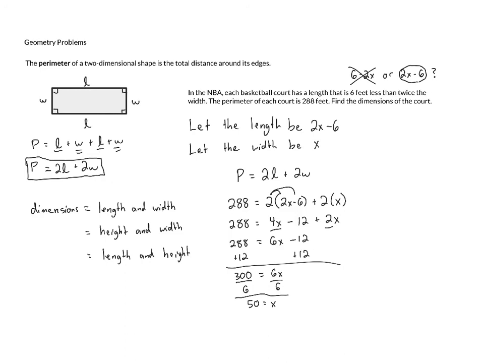Now we go back to our let statements. The width was x, which we know now is 50, and that's measured in feet. The length is 2x minus 6. 2 times 50 is 100, minus 6 is 94. So that's going to be 94 feet.